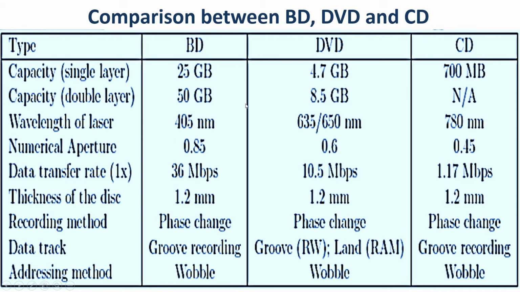Again, the comparison between BD, DVD and CD. Capacity: 25 GB, 4.7 GB, 700 MB. Laser: 405 nanometer, 650 nanometer, 780 nanometer. Numerical aperture: 0.85, 0.6, 0.45. The data transfer rate is 36 megabits per second, 10.5, 1.17. Thickness of the disk: 1.2 millimeter for all three. Recording method: phase change for all. Data track is groove recording. Addressing method is wobble for all. So these are the comparisons.